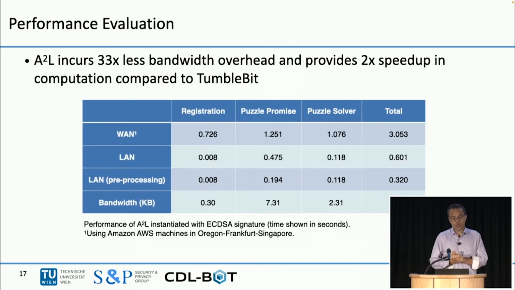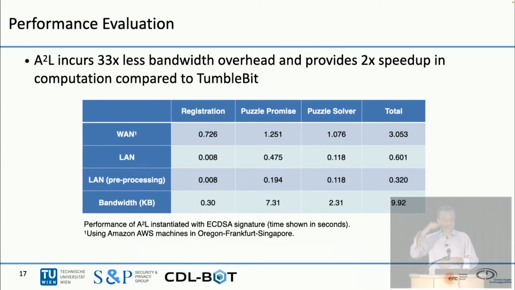All right, we have performed a performance evaluation. A2L incurs 33 times less bandwidth overhead and provides 2 times speed up as compared to Tumblebit. These numbers that you see on this slide are obtained by an implementation where we have deployed 3 Amazon Web Service machines in Oregon, Frankfurt, Singapore, and essentially most of the running time is the network delay, okay? So the time that it's needed to send messages around the globe, okay? So otherwise, the implementation is very efficient. And these numbers, by the way, are instantiated on ECDSA.